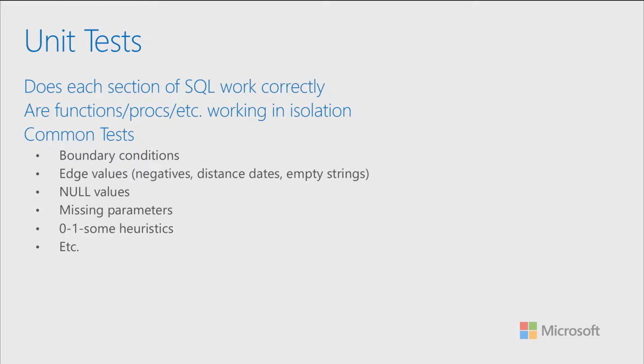For my other objects, my code objects like stored procedures, views, functions, I want to write tests that look for certain conditions that may cause me issues. For example, boundary conditions. What happens when I cross a boundary? If I've got sales data and I offer a discount at 5%, what happens at 4.9%? What happens at 5%? What happens at 5.1%? I want to have these different values. I certainly want to test edge case values: negatives for numbers, dates that are quite far distant in the future or past, empty strings. I want to catch all those boundaries.